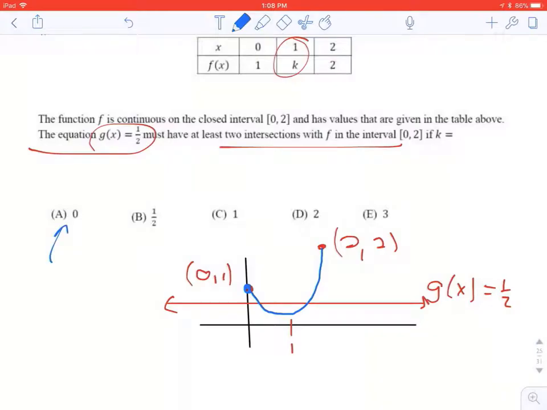Could k be 0? Could the graph actually come down and hit the y-axis? I don't see why it couldn't. Could it be a half? No, because if it's a half, it's going to come down here and touch this one time and back up. That's not possible. Could k be 1? No, because it's not going to hit it at all. Could it be a 2? No. Could it be a 3? No. So it's going to have to be answer A.